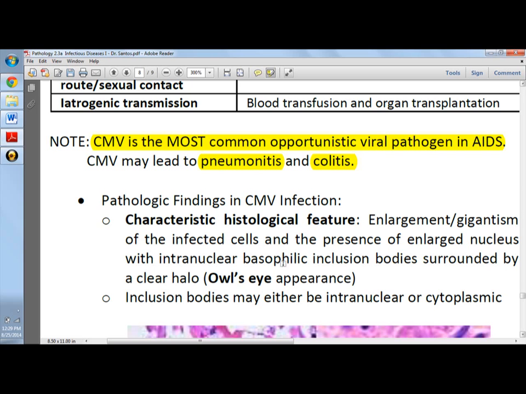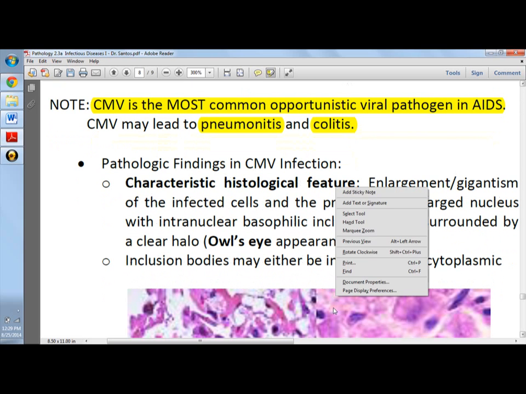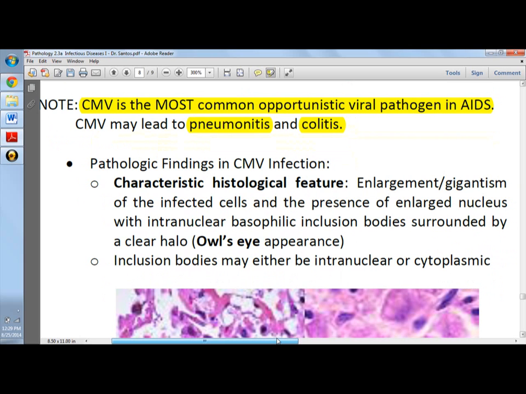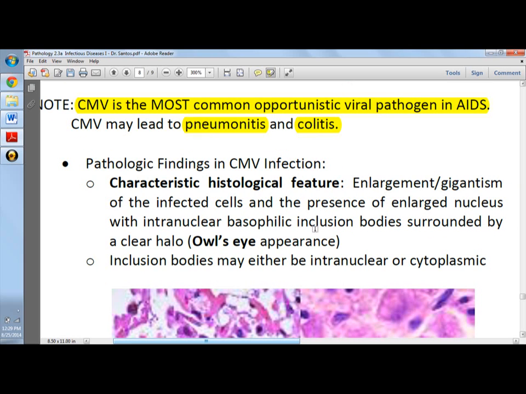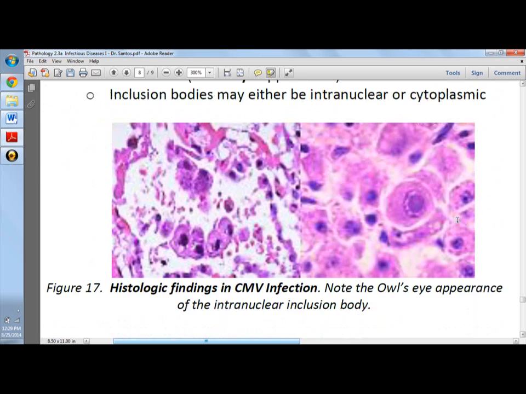So the characteristic histological feature would be enlargement or gigantism of infected cells, with an enlarged nucleus with an intranuclear basophilic inclusion body surrounded by a clear halo. So this is what I am talking about. It's actually an owl's eye appearance. There will be inclusion bodies which may be either intranuclear or cytoplasmic.